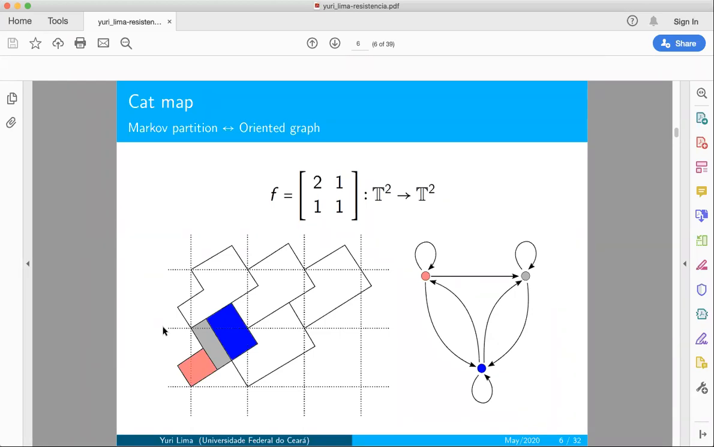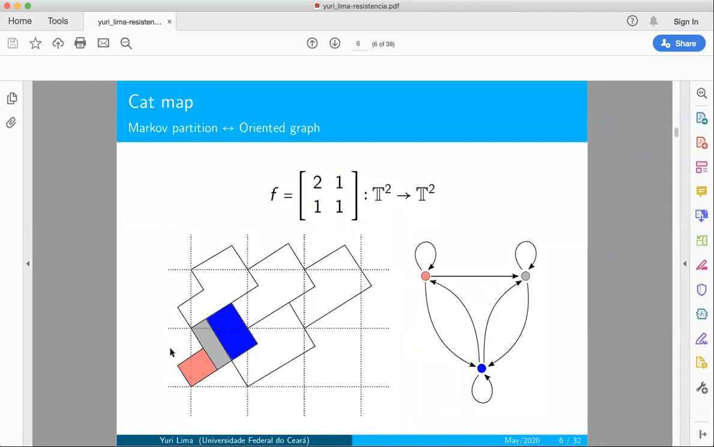And because it satisfies a good intersection property, you can actually associate each trajectory to paths on this graph. So what is this graph on the right-hand side? It is the graph whose vertices are the three rectangles that I constructed, and the edges show what are the possible transitions according to the dynamics from one rectangle to the other.